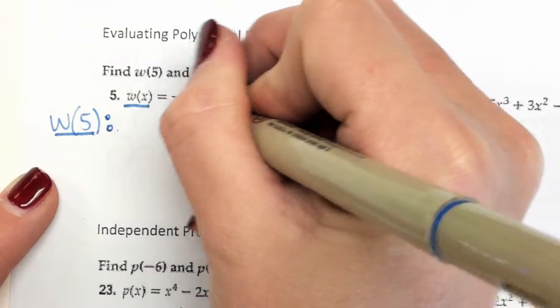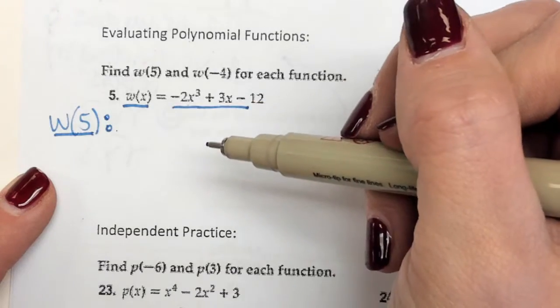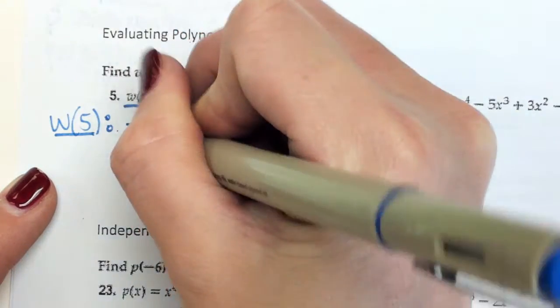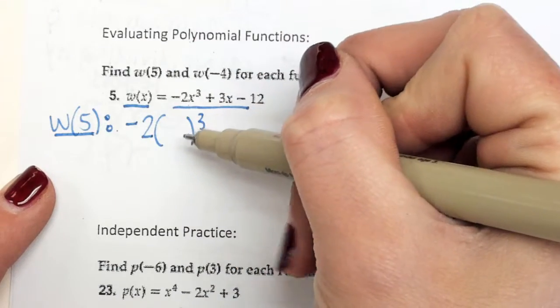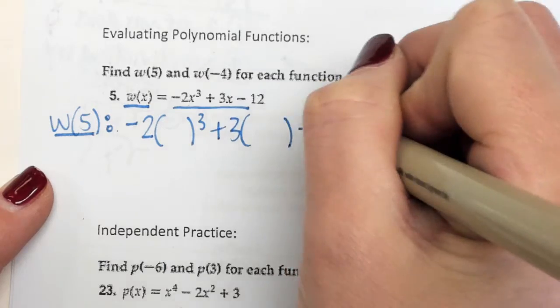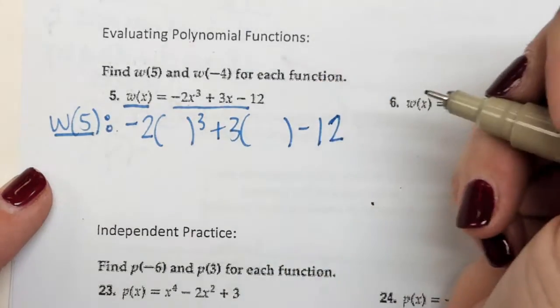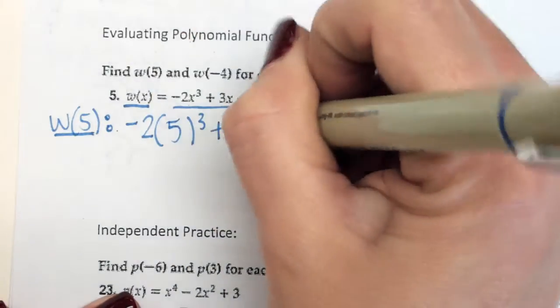So we're going to rewrite this, except everywhere there's an x, I'm going to put a parentheses. So I'm going to have -2 parentheses cubed. See how I didn't write the x, I just wrote parentheses? Plus 3 times parentheses minus 12. And I'm going to plug in, instead of x, a 5 everywhere an x was, which are these parentheses spots.